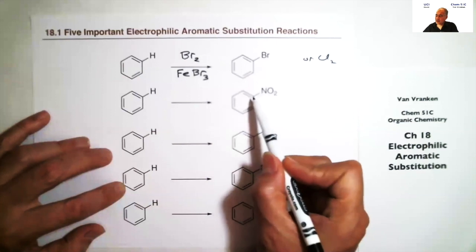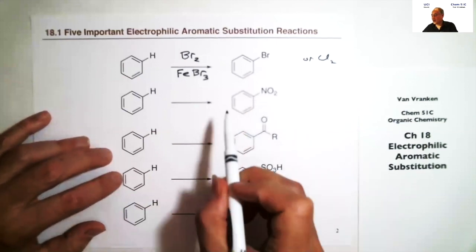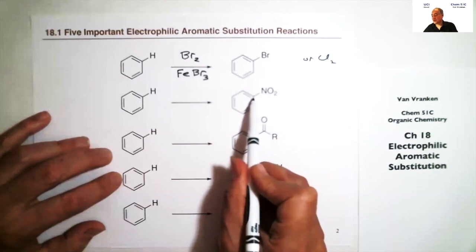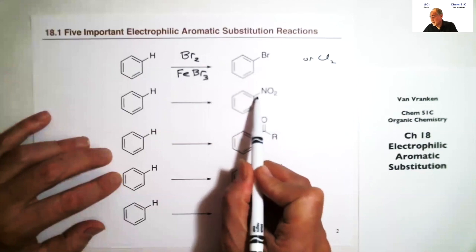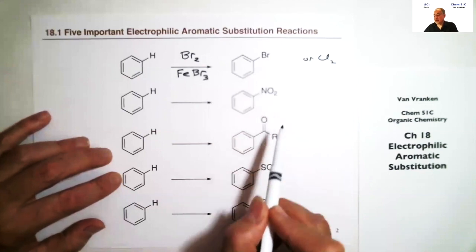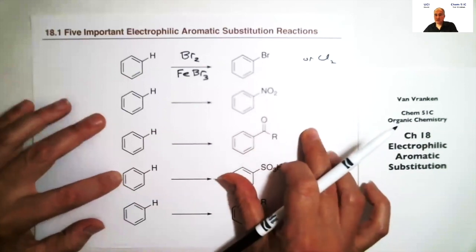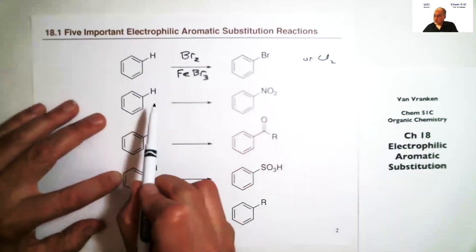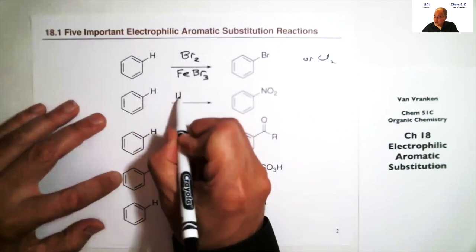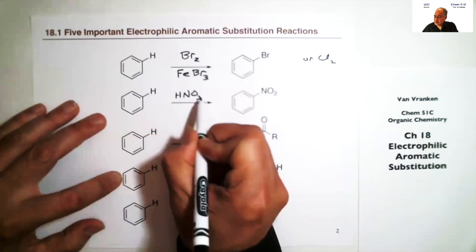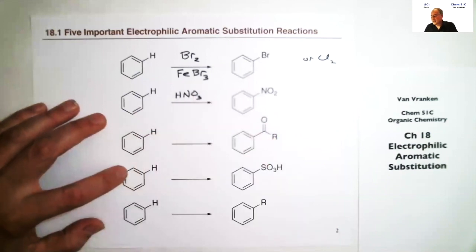Okay, what about carbon-nitrogen bonds? When you look at drugs, a large amount of the pharmaceuticals that are sold in the United States and around the world have bonds between benzene rings and nitrogen atoms. And so it's useful to know how to put those carbon-nitrogen bonds on benzene rings. So the secret recipe that we use there is to use nitric acid, HNO3.